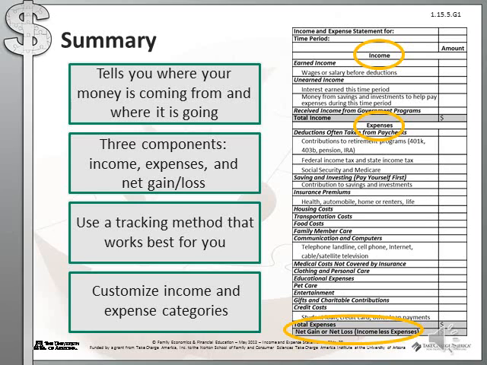Let's summarize what we've learned today. Income and expense statement is a tool that tells you where your money is coming from and where it is going. There are three components to an income and expense statement. Income, the money you get. Expenses, the money you spend. When you subtract your income from your expenses, you either have a net gain or a net loss.